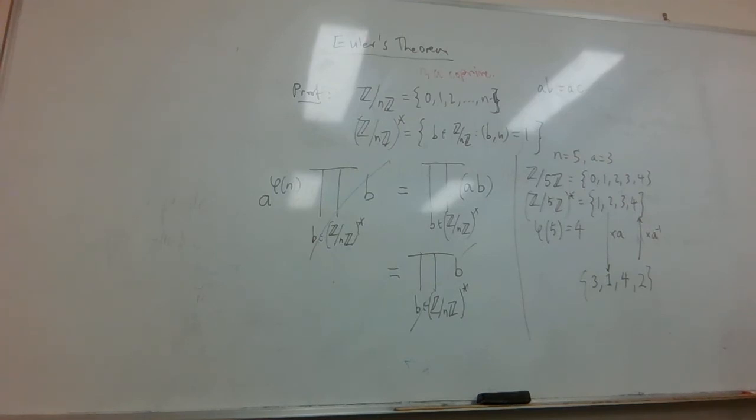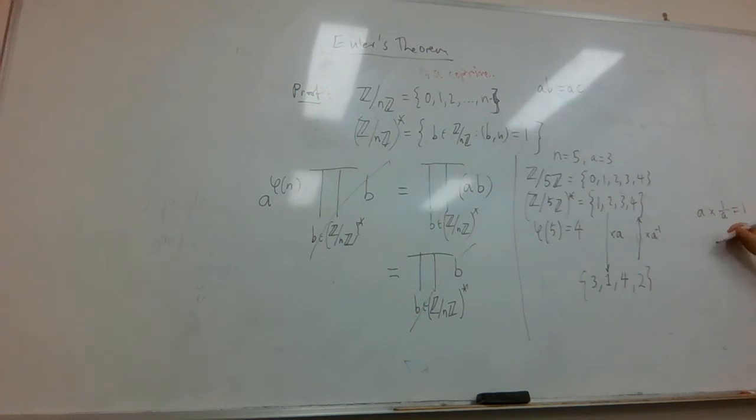So in general, what do I even mean by A inverse? In modular arithmetic, inverse means reciprocal. If I have A times 1 over A, I get 1. But that's normal maths. If I'm talking about modular arithmetic, then this is equal to 1 mod N, so it's just up to a multiple of N.